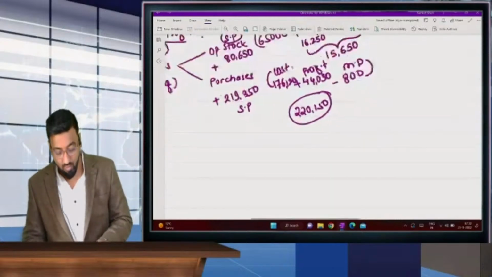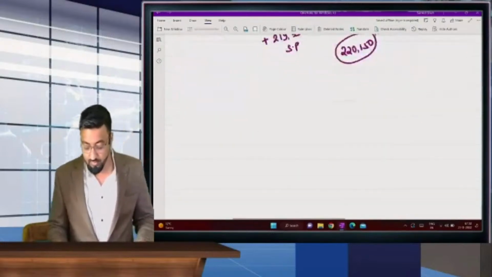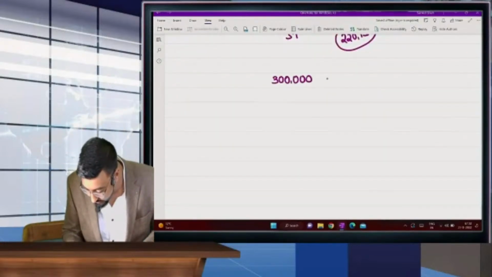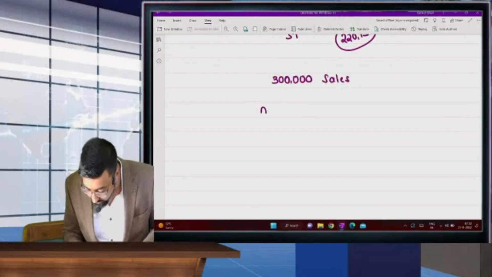Once again, how did I calculate this? See, yes, it's very simple. 3 lakhs is my sales after markdown.